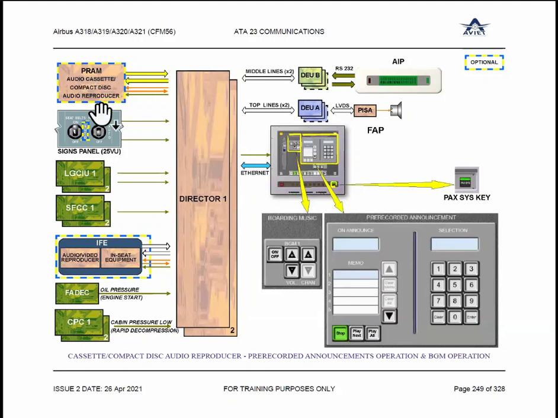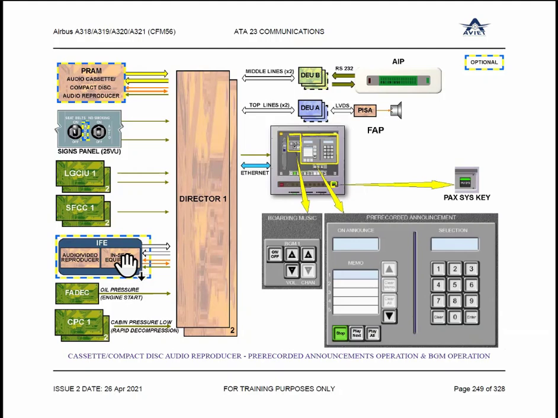Prime audio cassette player, audio reproducer, it is optional. As I said already, you have a Prime card here. So either you have an IFE center or you may have a Prime card. If you have this, you will not have this. If you have this, you may have this or you may not have this. But there is no point having a separate PRAM unit when you have an IFE.